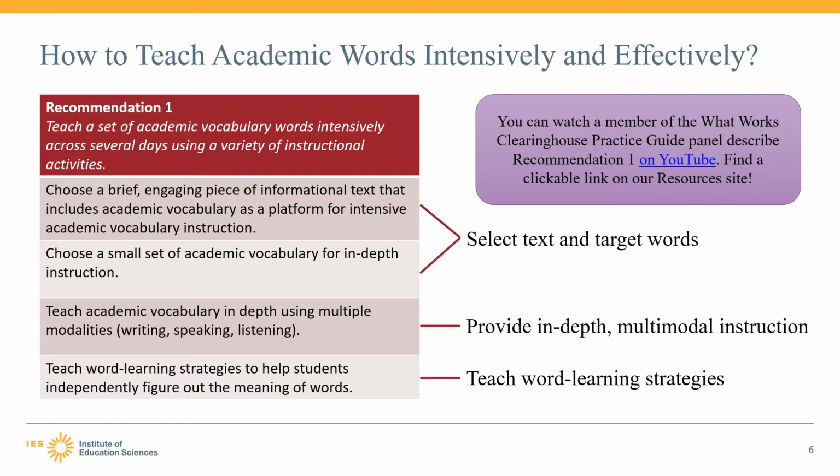So as just mentioned, the 4 implementation steps that are contained in this recommendation 1 give us the structure of the 3 modules for this vocabulary tutorial. And we can extract from those 4 implementation steps these 3 different focuses that we'll go into in some depth over the course of the 3 modules. The first is about selecting text and target words, both the selection activities that have some similar characteristics. The second is providing in-depth multimodal instruction. And the third is teaching word learning strategies.